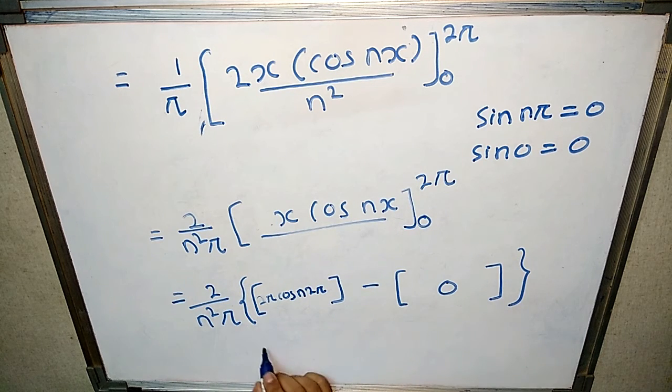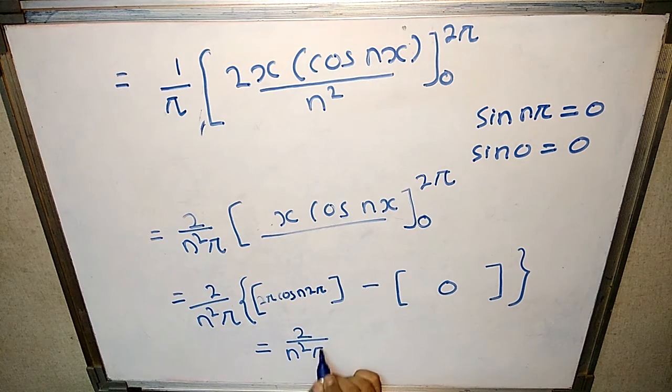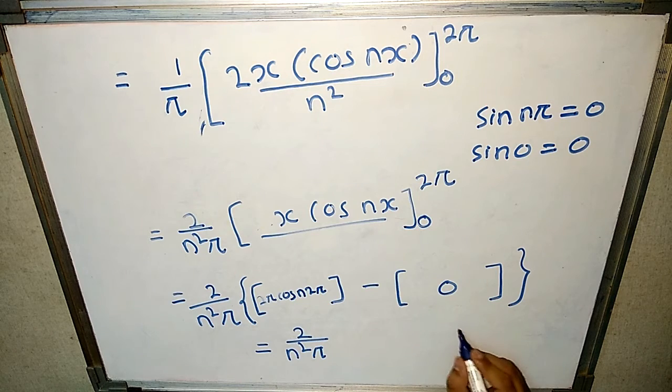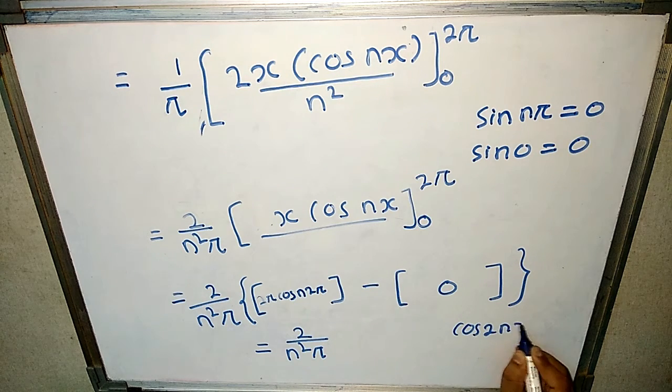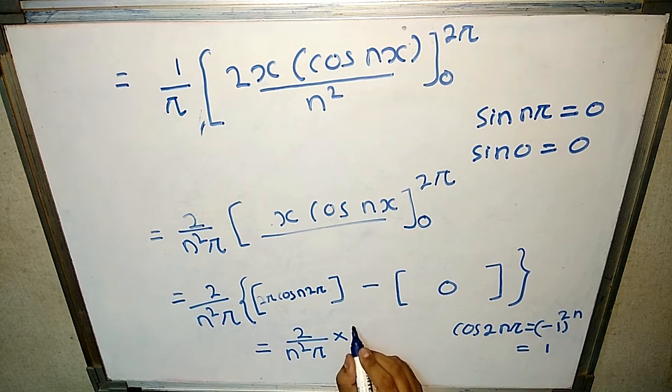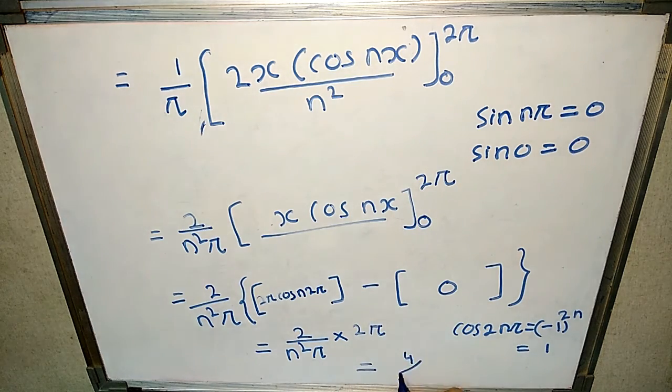So after this we get 2 by n square pi, and cos 2n pi is minus 1 raised to 2n, which is 1. Therefore, by solving this, we get the final answer as 4 by n square.